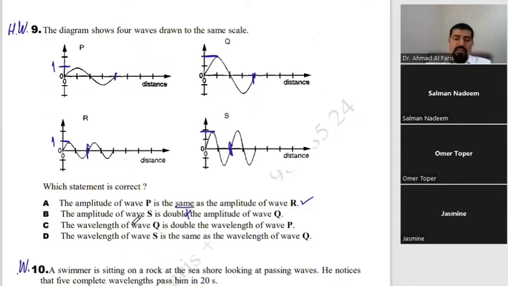The wavelength of Q is double the wavelength of P. Look here at Q. The wavelength here, it's what? 4 divisions. And also for P, the wavelength here is also what? 4 divisions. So it's not double, it's the same. The wavelength of wave S is the same as the wavelength of Q. This is S. This is the wavelength. It's only 2 divisions, while Q is 4 divisions. So it's not the same. It's half of Q. So the correct answer, as we said before, is A.